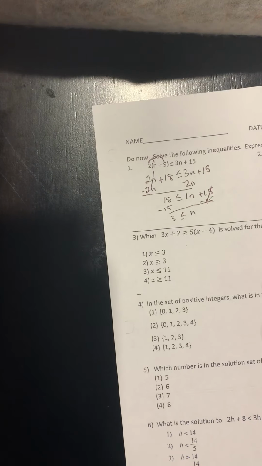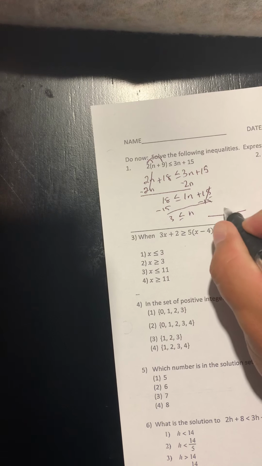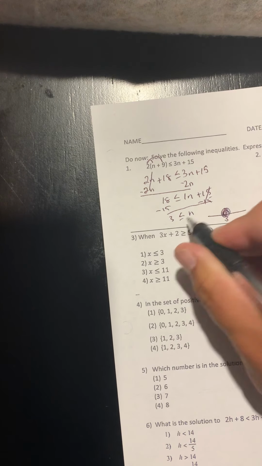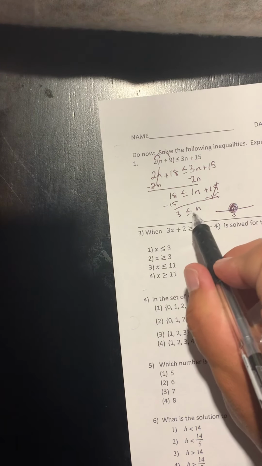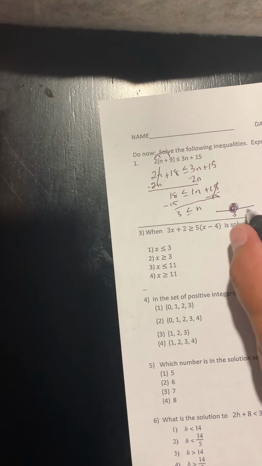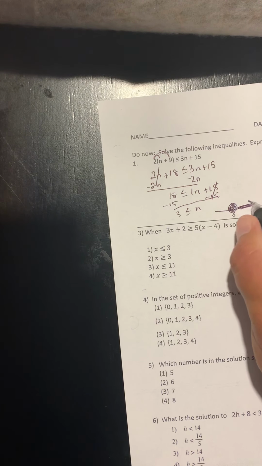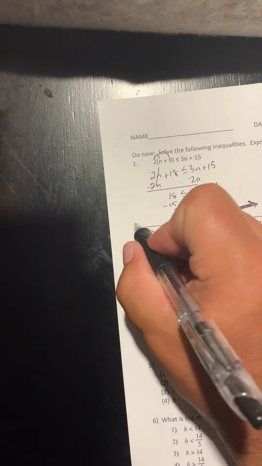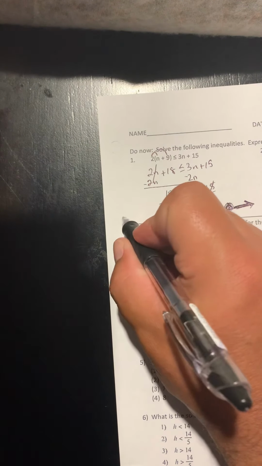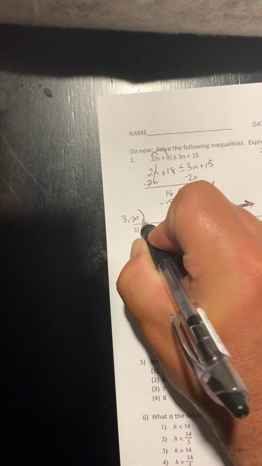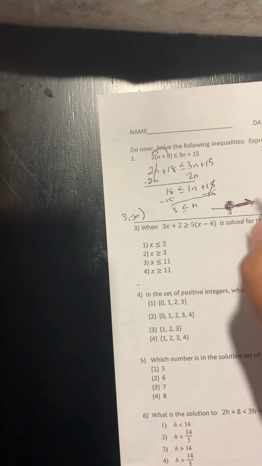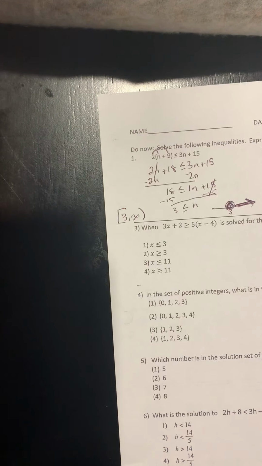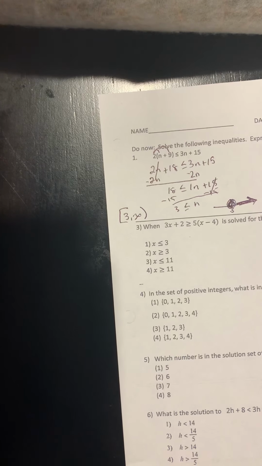So if I was to graph these on a number line, 3 would be filled in because it's equal to. And since 3 is less than n, which means n is bigger, so I'm going to color to the right. And if I was going to do interval notation, it goes 3 to infinity. Infinity always gets a parentheses. Here, since my interval is filled in, I'm going to put a bracket.